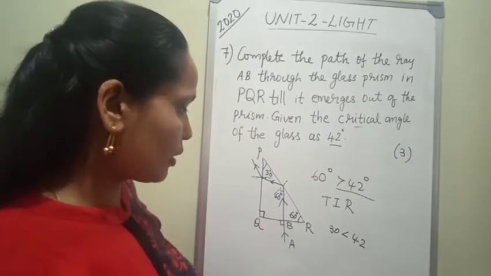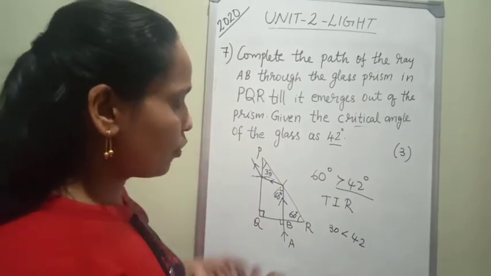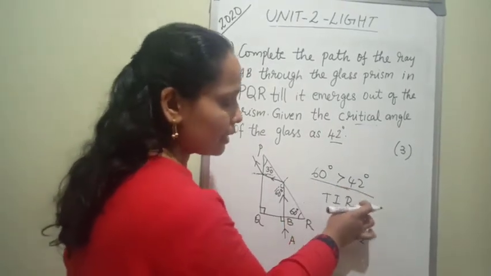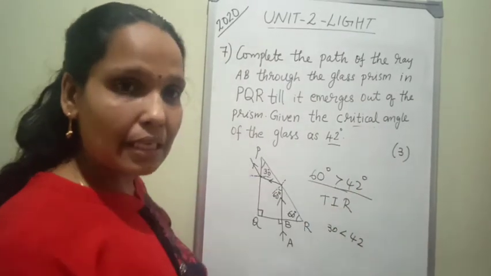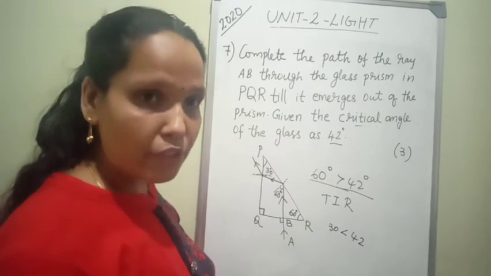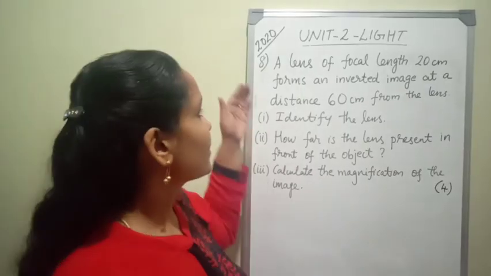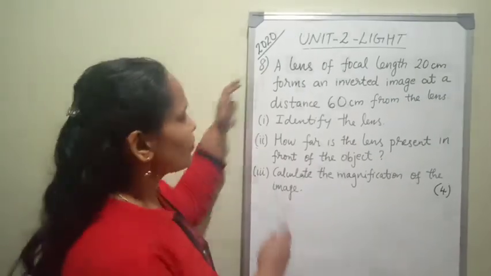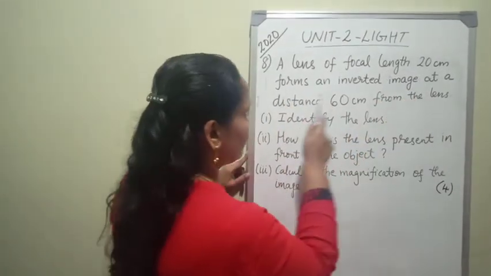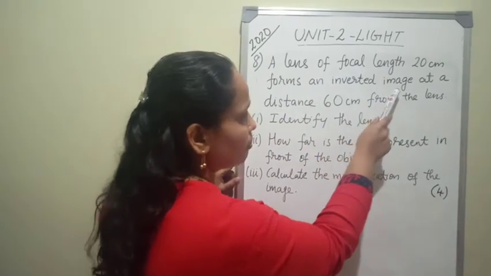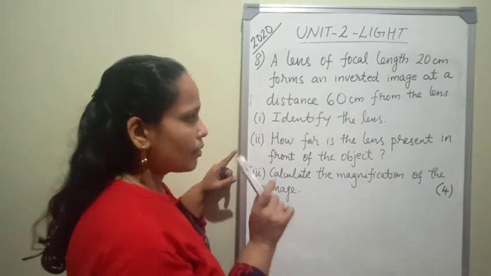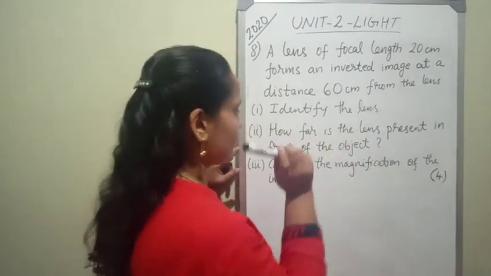So please don't forget to mark the direction, and don't forget this condition also. What is that? Angle of incidence greater than the critical angle, and if the ray is travelling from denser to rarer medium, total internal reflection takes place. Yeah, this is our last question. Okay, in 2020 paper, a lens of focal length 20 cm forms an inverted image at a distance 60 cm from the lens. First question, identify the lens.